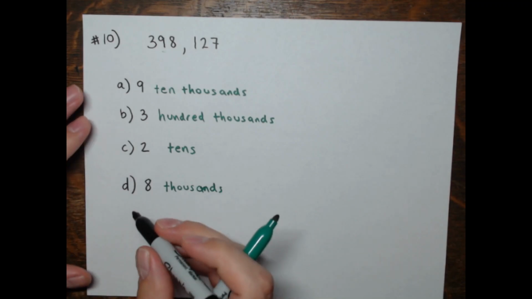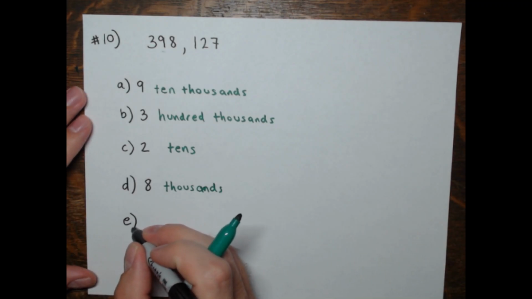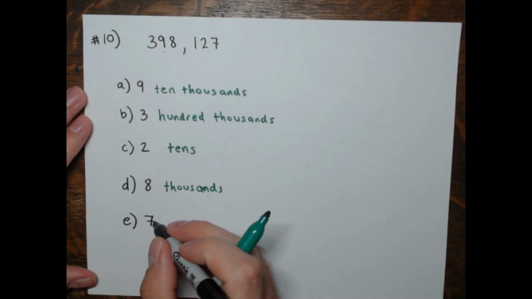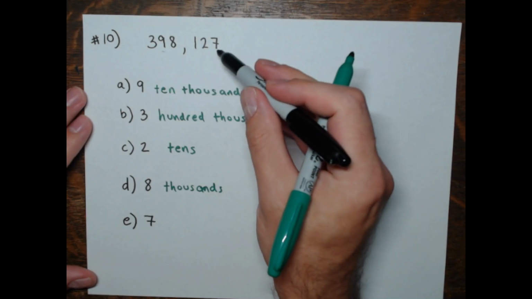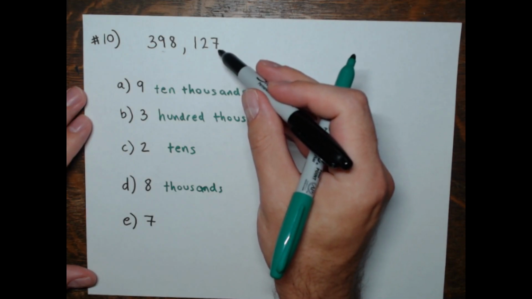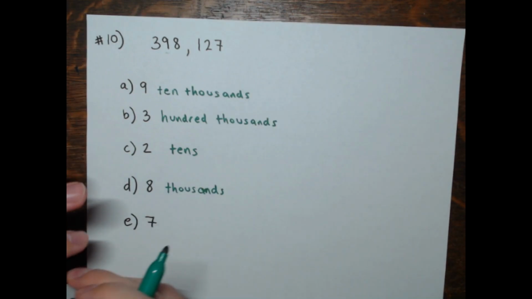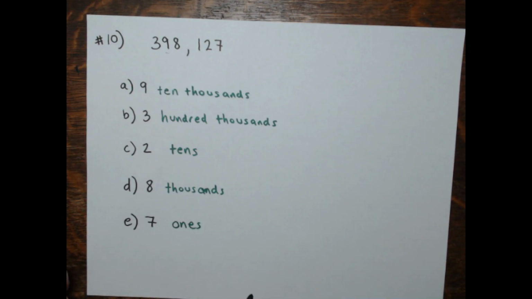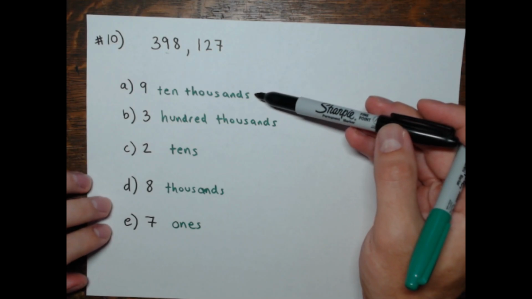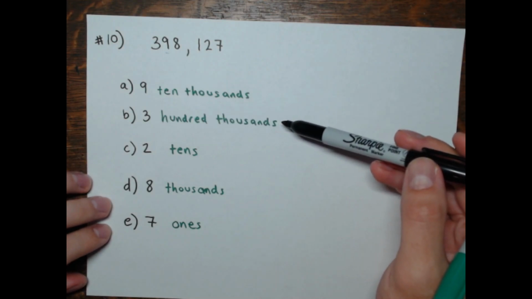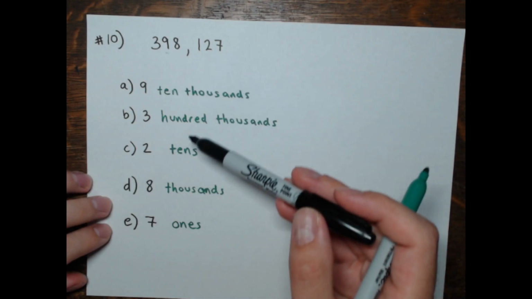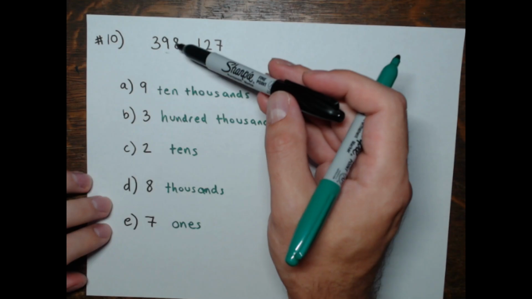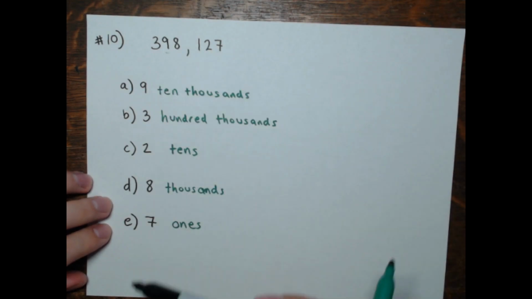in this number. And finally, part E, the digit 7, as we've been saying multiple times now, is in the ones place, which would have a value of simply 7. All right, 7 times 1 in this number. So 9 10,000s, 3 100,000s, 2 tens, 8 thousands, 7 ones.